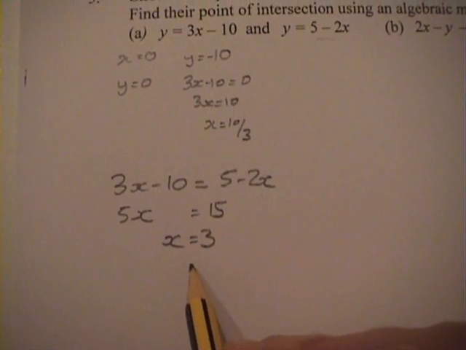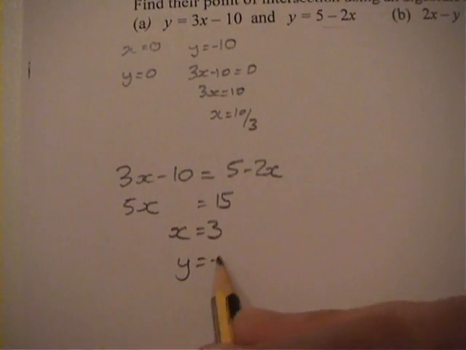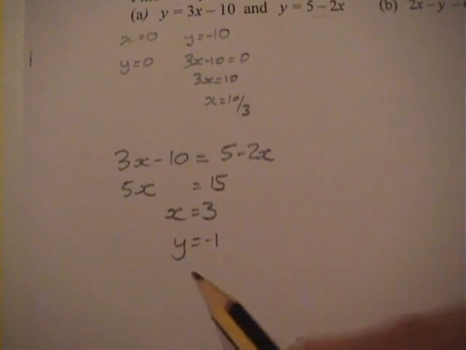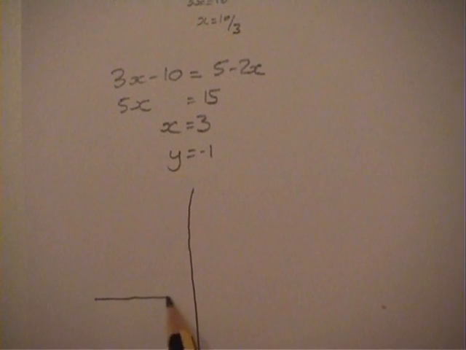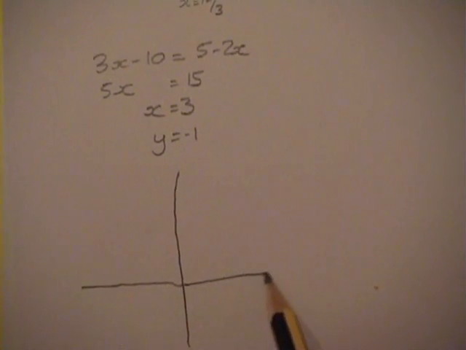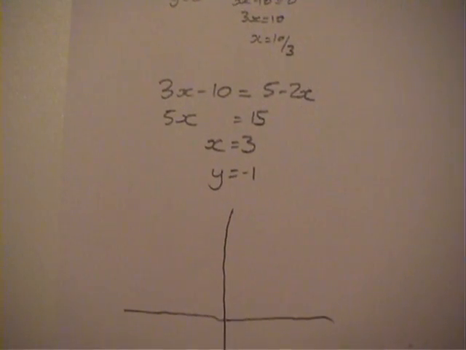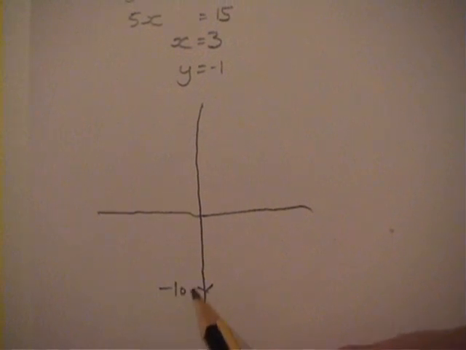Now when x is 3, if you put 3 in this one, we get y is minus 1. If you put 3 in this one, you get y is minus 1 as well. So this is where they meet. So let's sketch it then. Draw a nice wobbly axis as I try to hold the camera as well. And we said when x was 0, y was minus 10. That's all the way down there.